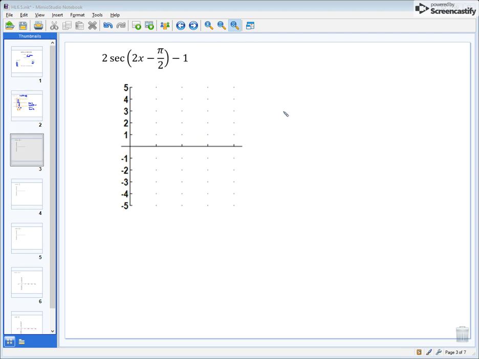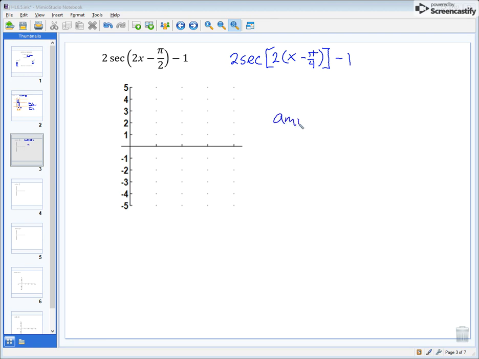All right, here's your next example. We have 2 secant of 2x minus pi halves, and then we're subtracting 1. So again, we want to factor out this 2 away from our x value. So this was going to give us a 2 secant. Factor out that 2, and you're left with x minus pi fourths. And then we subtract 1 from that. So notice if we multiply it back in, we would get 2x minus 2 pi over 4, which is pi halves.